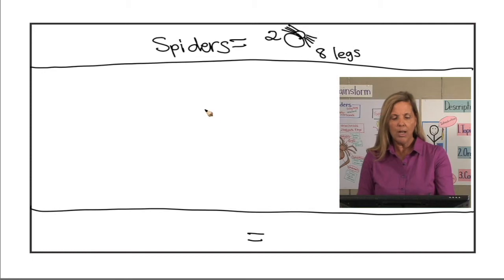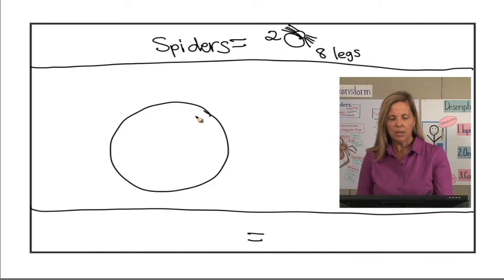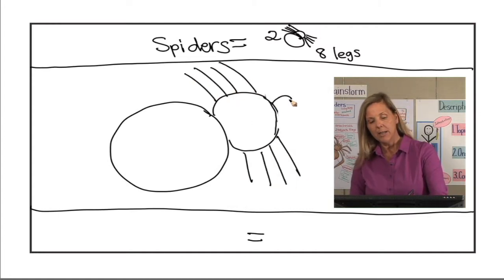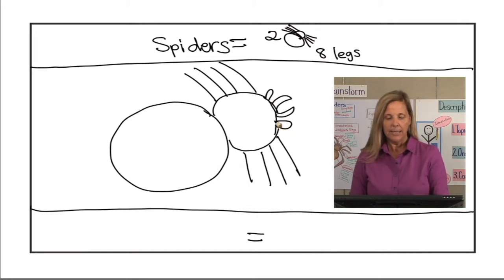So I know that there's 2 body parts. The bottom part is bigger than the top part, and the top part has those 8 legs sticking out of it. We had fangs. We had those pedipalps. We have some eyeballs. And down on the bottom, I had some little holes here for the spinnerets. We are ready to go. We drew a picture of our spider, a fast sketch.